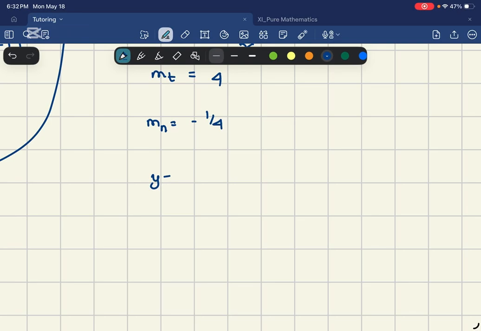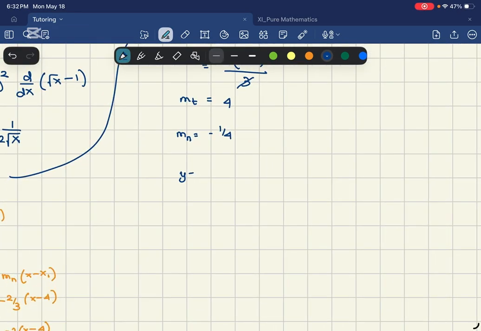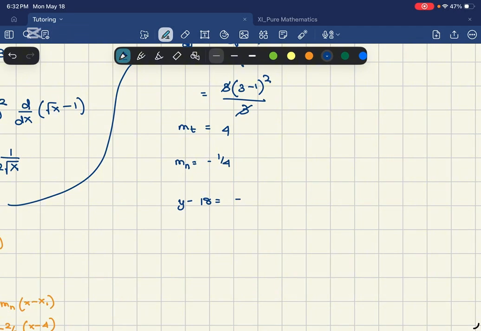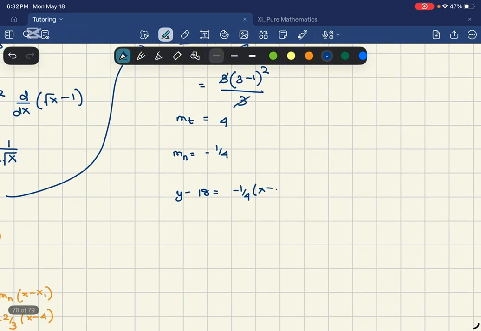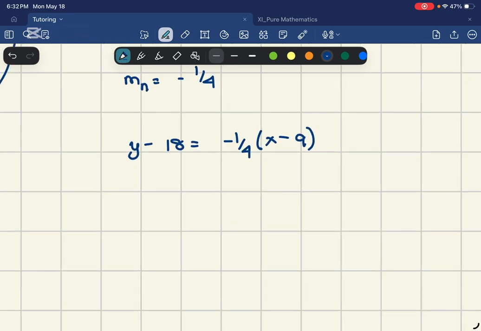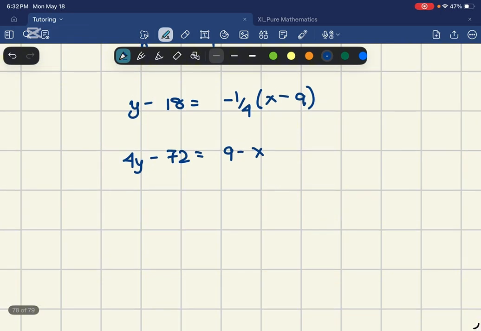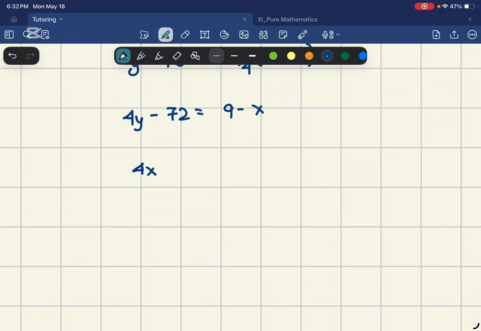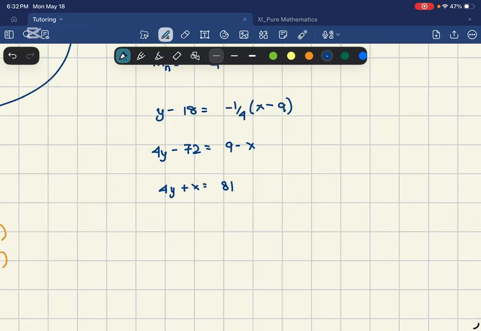So y minus 18, y1, should be equal to negative 1 over 4, x minus 9, right? Okay, so now I can multiply by 4 on both sides, and I am going to get this expression. If I simplify, and I'll leave the simplification to you, you are going to get 4y plus x is equal to 81.